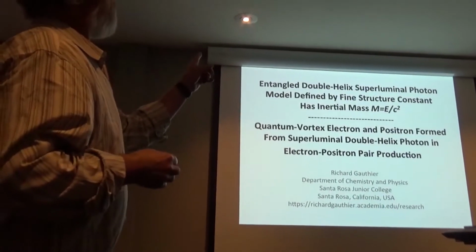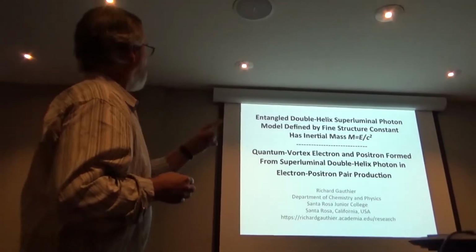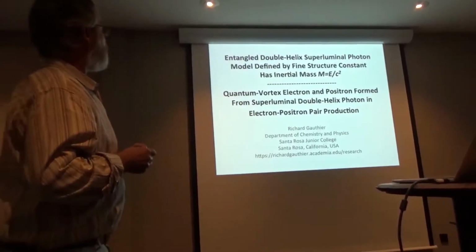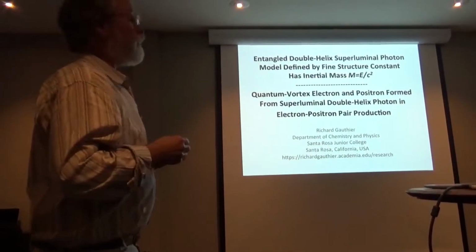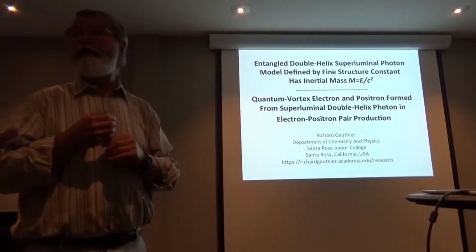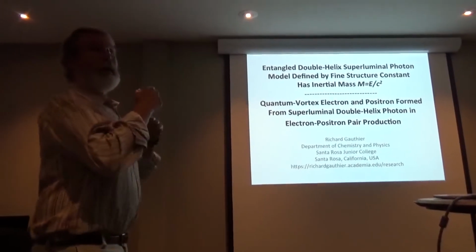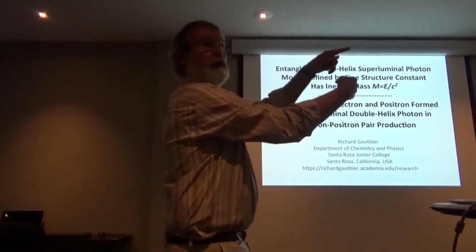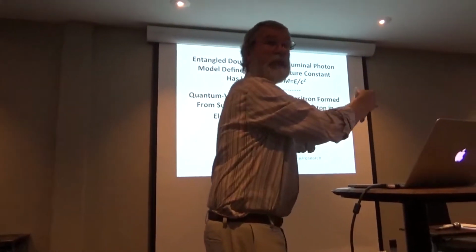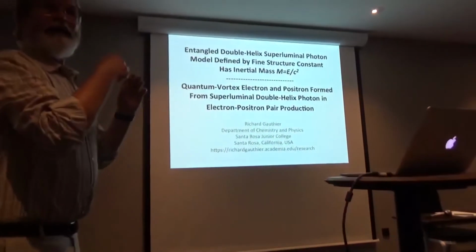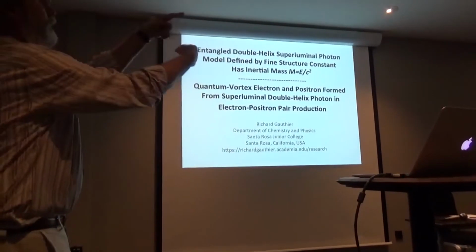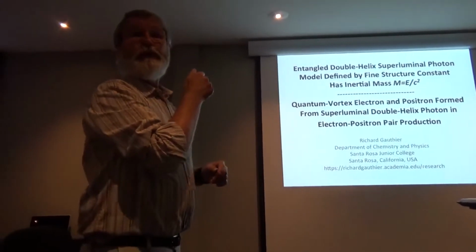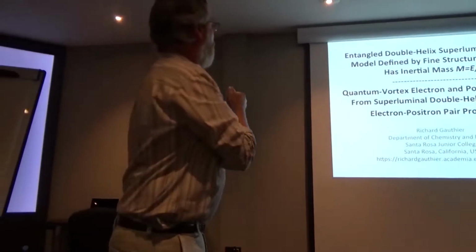Entangled double-helix superluminal photon model is defined by the fine structure constant, and it has inertial mass, m equals E over c squared. So I have a model of a photon. It's the first thing. I'll very quickly summarize it. A double-helix photon. It's got a positive and negative charge that are circling around each other, and they're moving superluminally in order to move forward at the speed of light. So it's a superluminal, double-helix photon model.